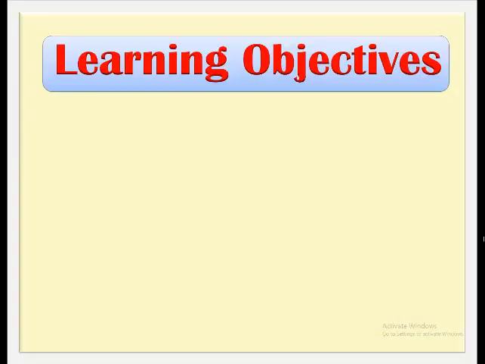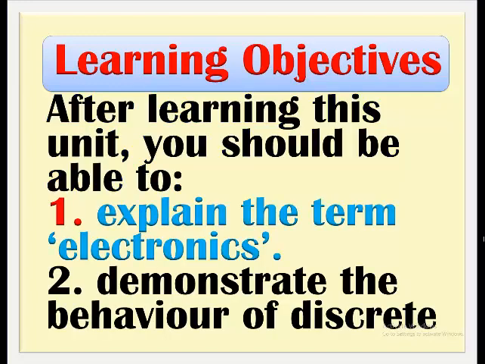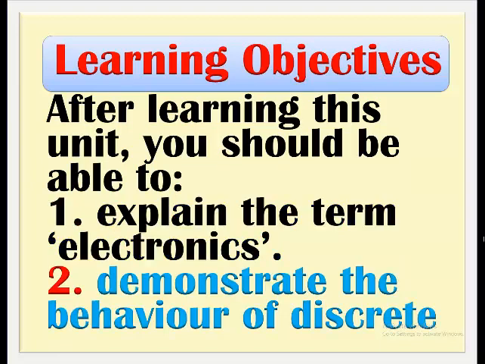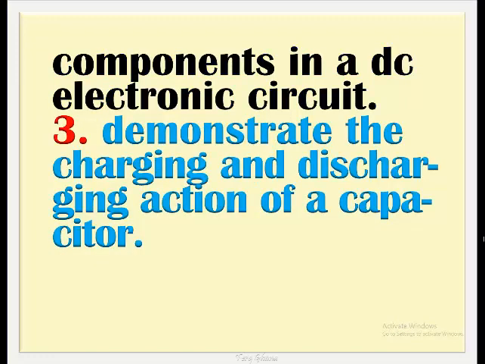Learning objectives. After learning this unit, you should be able to: 1. Explain the term electronics. 2. Demonstrate the behavior of discrete components in a DC electronic circuit. 3. Demonstrate the charging and discharging action of a capacitor.